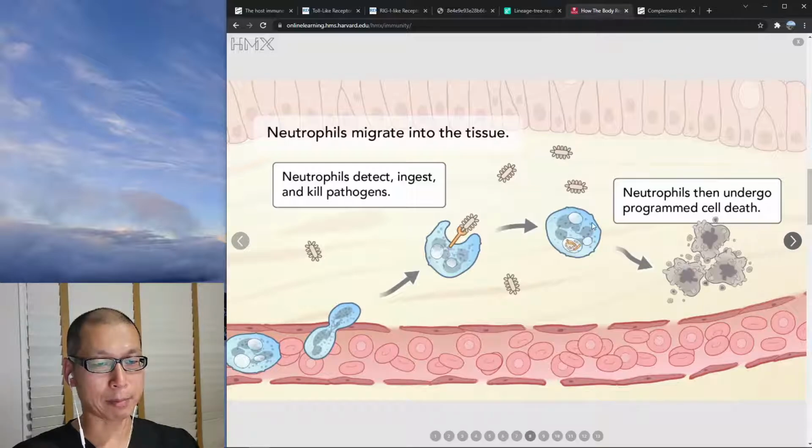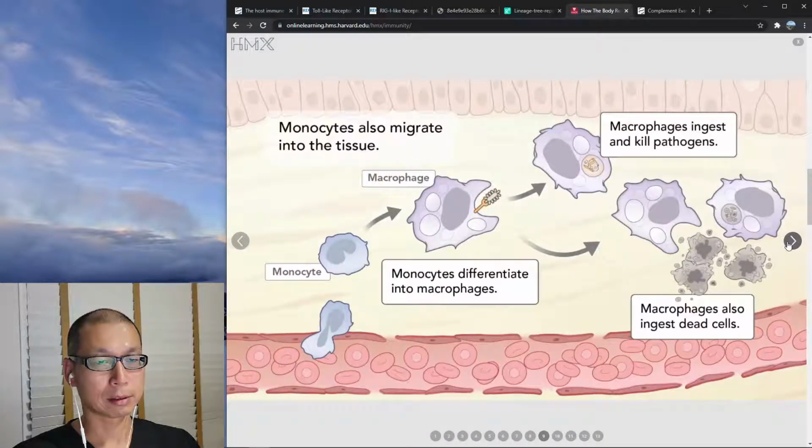So they're eating them up and processing them, and then they kind of commit suicide because they're full of the bad stuff. Then the macrophages will come in and clean up these cells. Yep, so here are the macrophages cleaning up those cells.